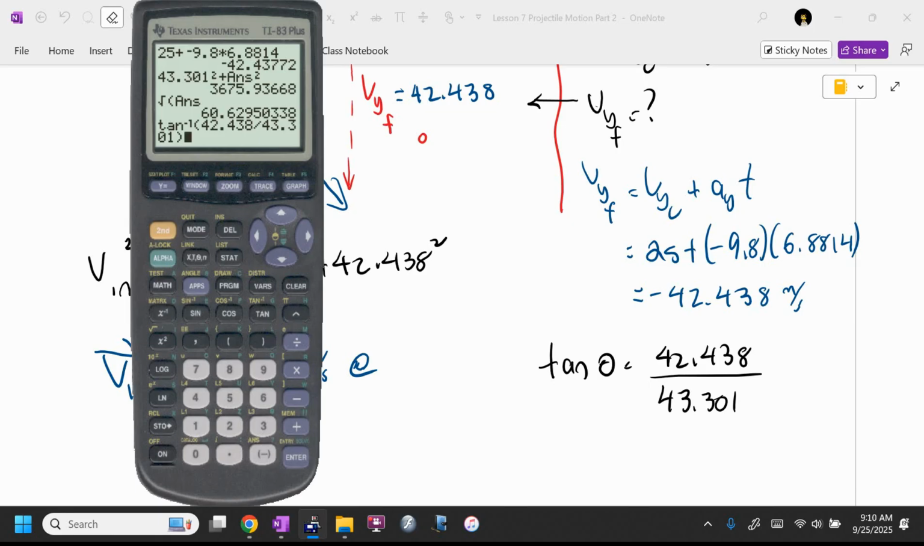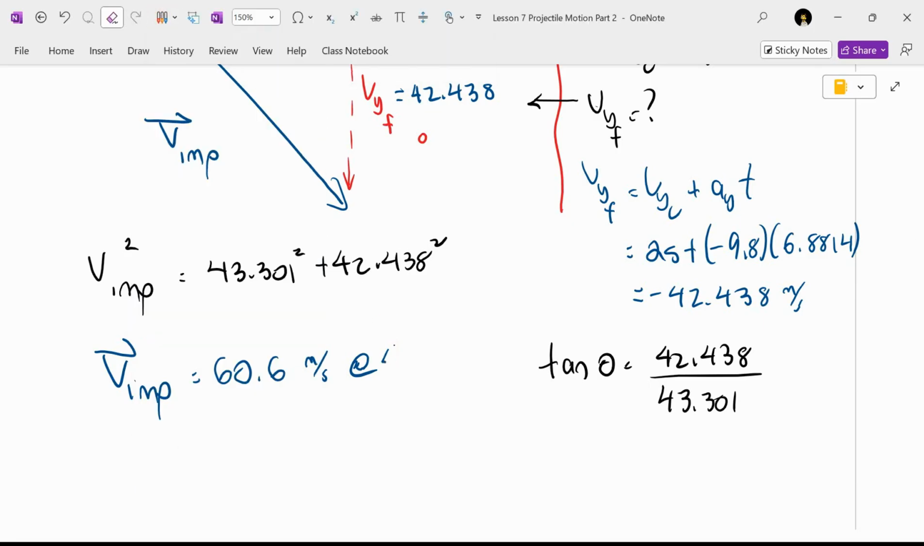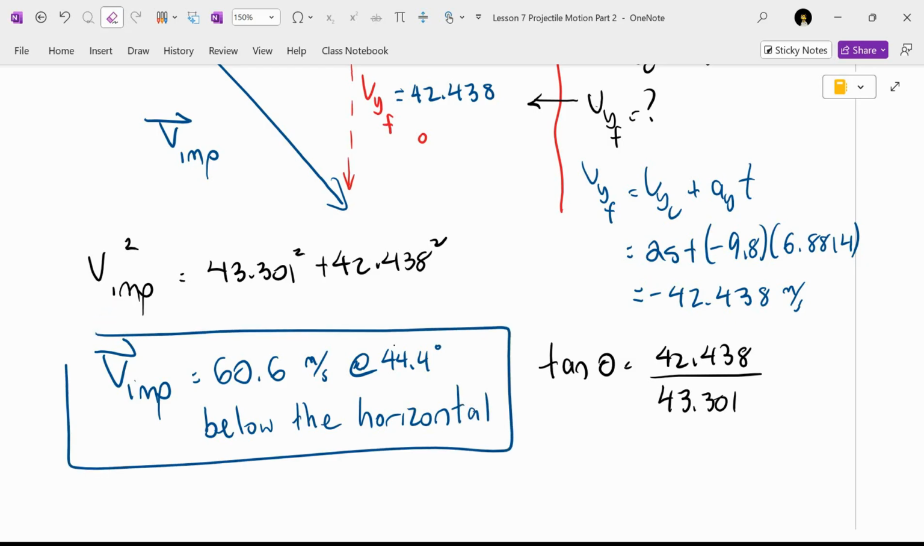What'd you get? Yeah, 44.4 degrees. South of east? Well, you know what? If you called this south of east, I wouldn't mark it wrong, but I'd give you a bit of a stink eye because down is not south and up is not north. We're looking at this from the side. So we would call this below the horizontal. That's if it's heading down. If it was on the way up still, that would be above the horizontal.